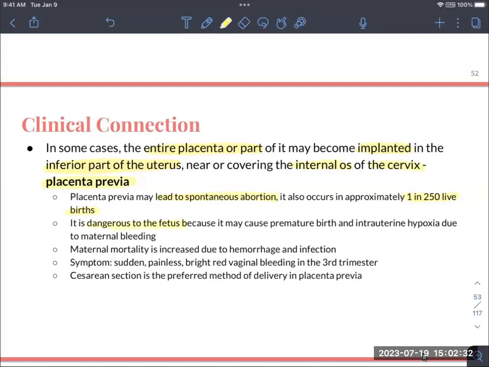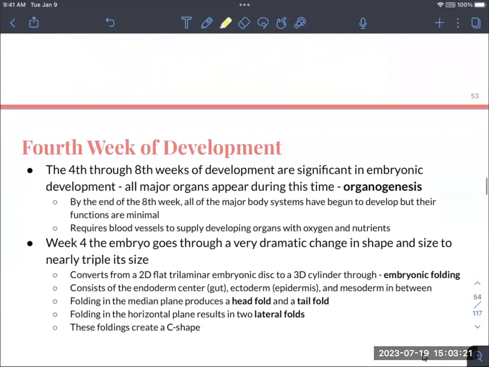It's dangerous because it can cause premature birth, intrauterine hypoxia because of maternal bleeding, and can cause mortality of the mother because of hemorrhaging and infection. It's usually painless, but you get bright red vaginal bleeding in that 3rd trimester when that fetus grows so rapidly. They usually have to do a C-section, cesarean section, because if the placenta is blocking the vaginal canal, the fetus can't get out. So they have to go in and physically get that baby out through a cesarean section.